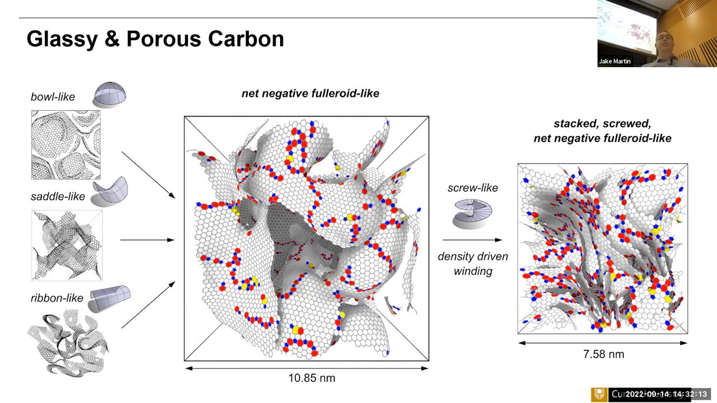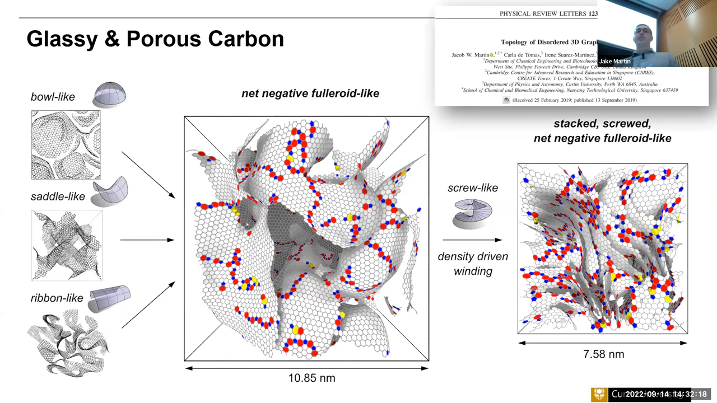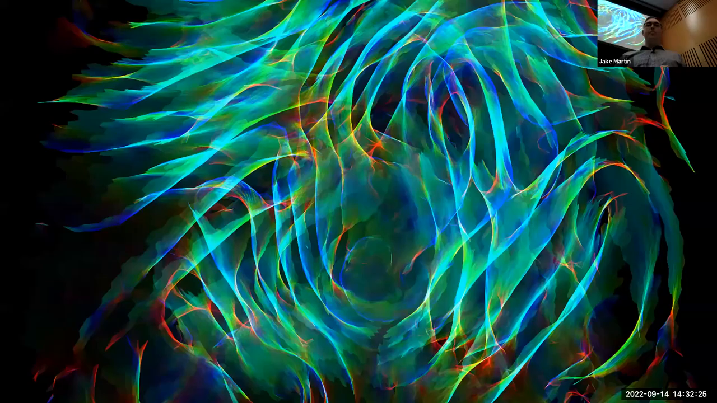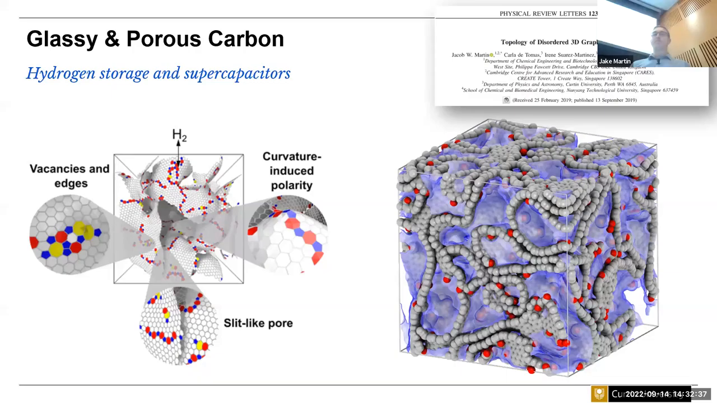And there's the paper if you're interested in reading about that: The topology of distorted 3D graphene networks. I just think they're quite beautiful. This is a rendering of the curvature, where the color is the curvature. Just wonderful structures.